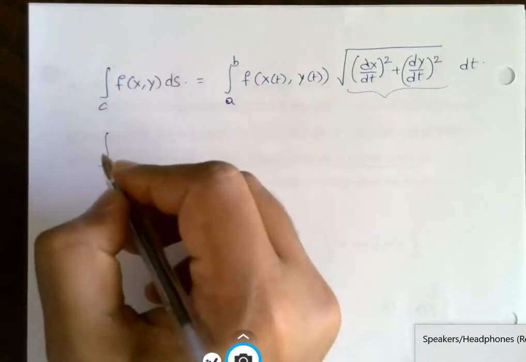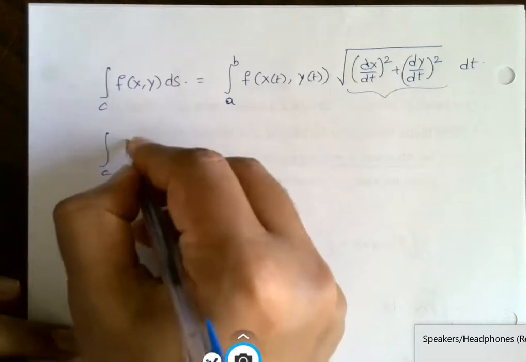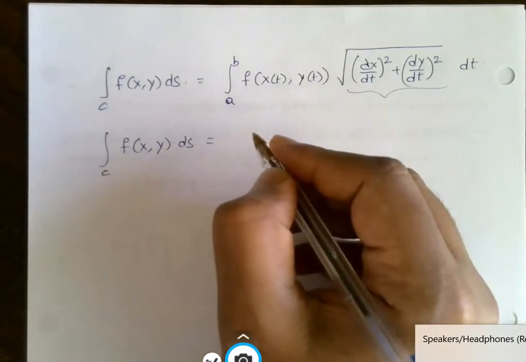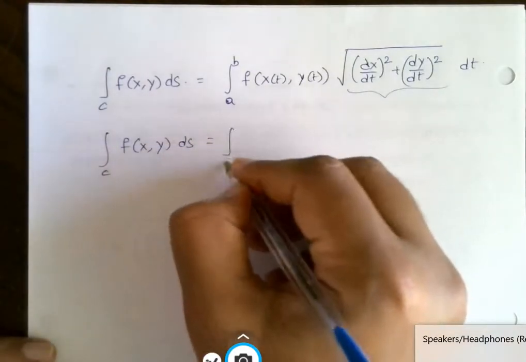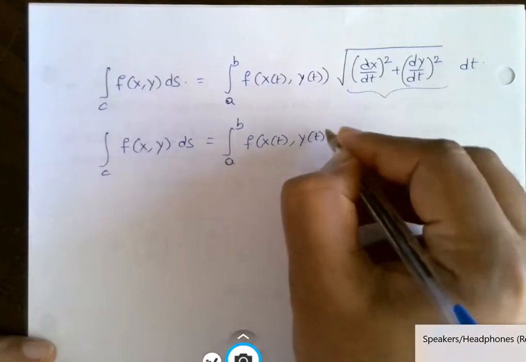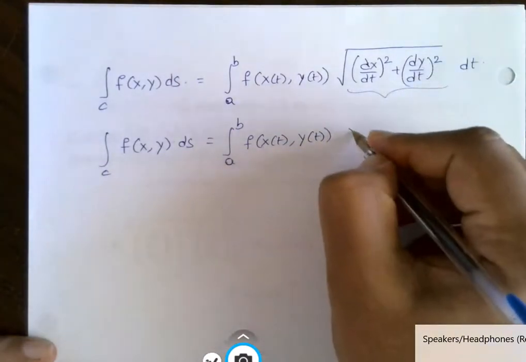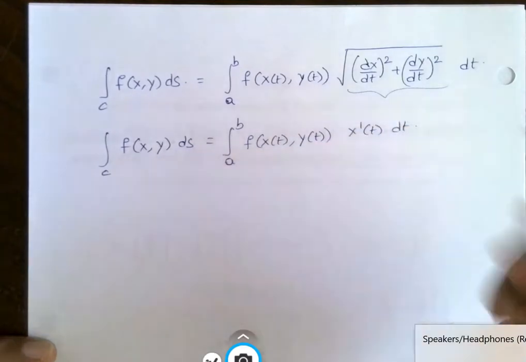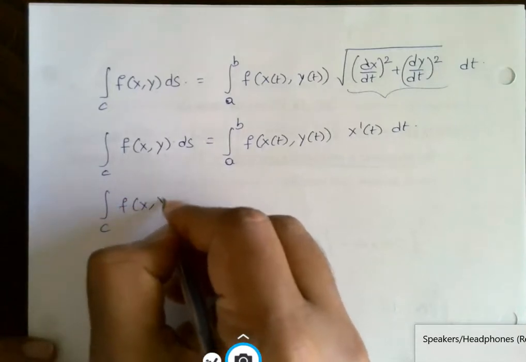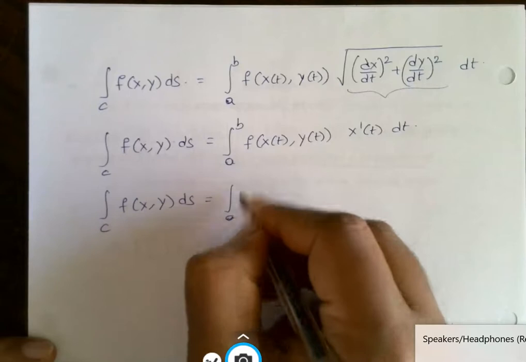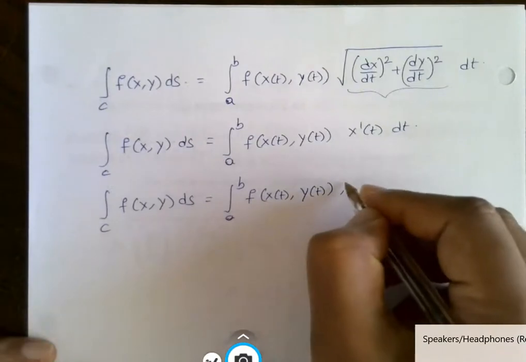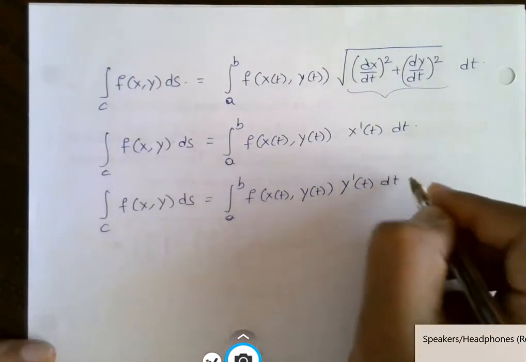You can also find it using another formula. F of x y ds, depending on the formulation A to B, you can write this as f of x of t, y of t. What if y is constant? Then you get x prime of t, and then you get dt. That's one way you can get it. Or you can also get f of x y ds as the integral A to B of f of x of t, y of t, then you get y prime of t dt. That's another way you can get it.